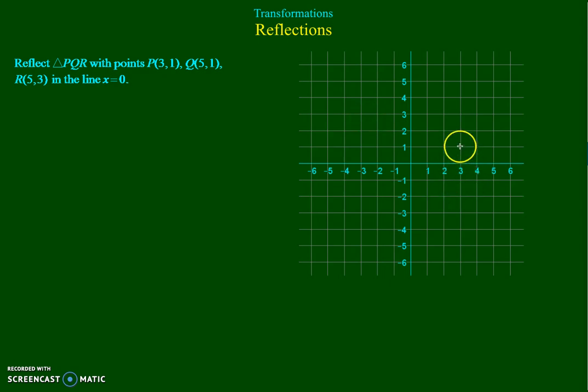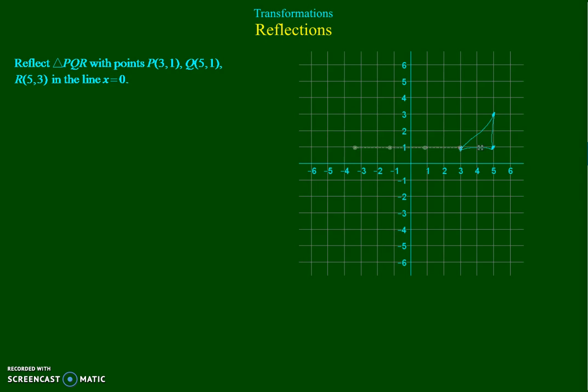So we have 3, 1, 5, 1, and 5, 3. Draw our triangle in. So there's our triangle. Now what we want to do is we want to move these points along a line that's perpendicular to the line of reflection. So just for kicks, let's go ahead and put in a line that's perpendicular to this. So let's go here and let's draw in a perpendicular line. Difficult to see there.